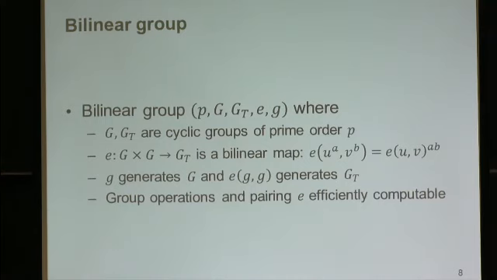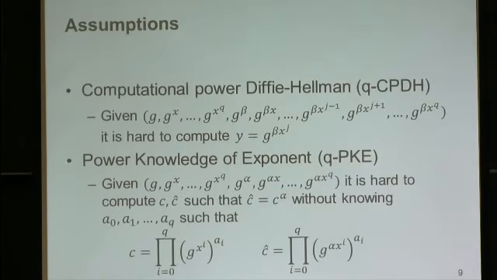We have G and a target group GT that are cyclic groups of prime order p. I'll assume we have a pairing that maps pairs of elements from the base group G into the target group. And I'll assume that the group operations, deciding membership of the groups, and computing this pairing are efficiently computable. And I'll make two assumptions.